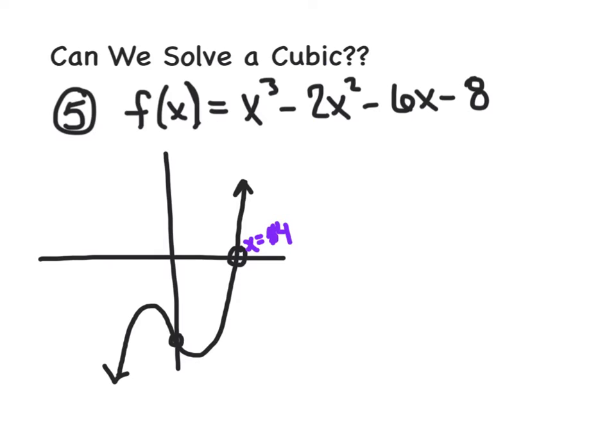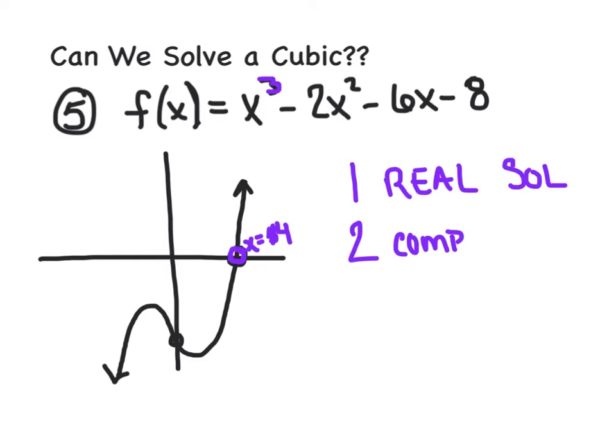And what I see here is because it only crossed the x-axis once, I only have one real solution. Now, why is that? Why did I only end up with one real solution? Because I was expecting 3 solutions. What that means is the other 2 solutions are imaginary or complex solutions. Now, one interesting fact about complex solutions is that they come in pairs.